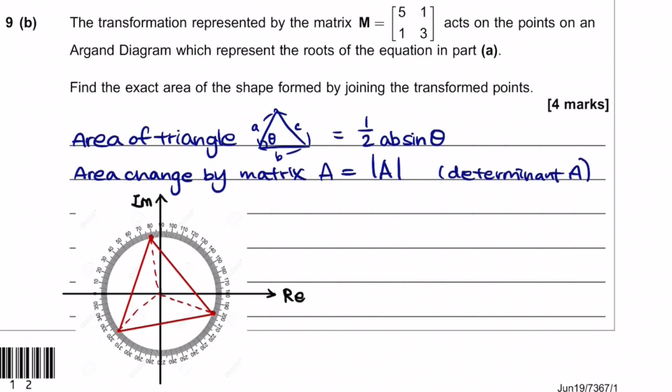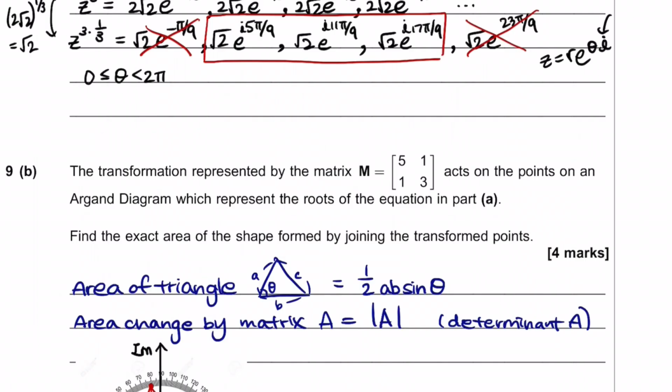Question 9b. First, you have to know the area of triangle formula using a sine formula, which is 1/2 ab sine theta, where a and b are the lengths of the triangle sides and theta is the angle between those two lengths. Second thing you have to know for this question is that for transformation matrix A, any area change caused by it is equal to the determinant of A.